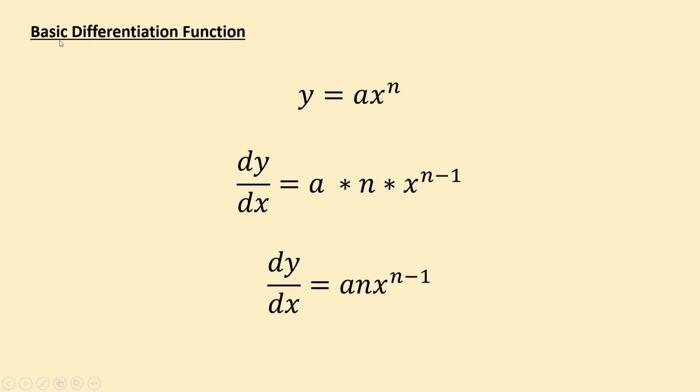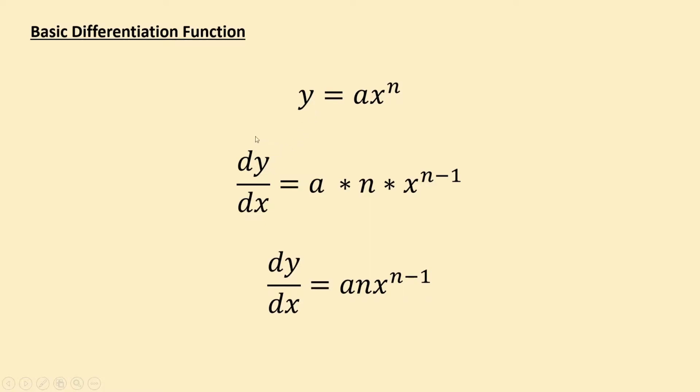Here is the basic differentiation function. We have a basic function y equals a times x to the power of n. Y is just a variable which is defined by this function. A is just a constant. X is the unknown variable. And n is the power, a constant power.